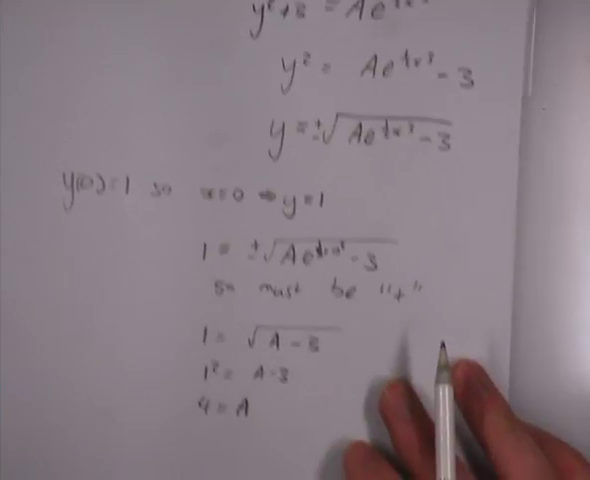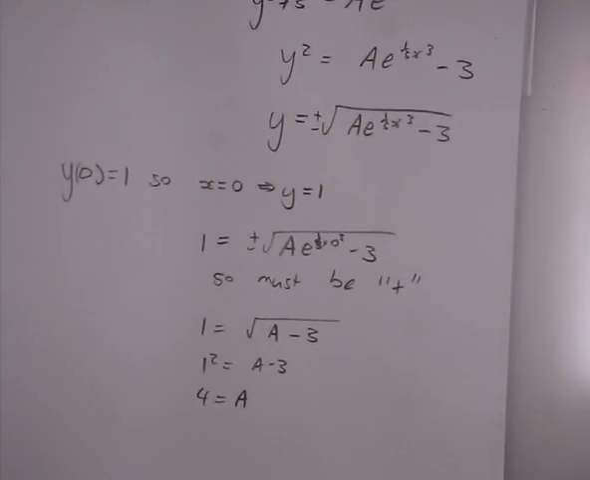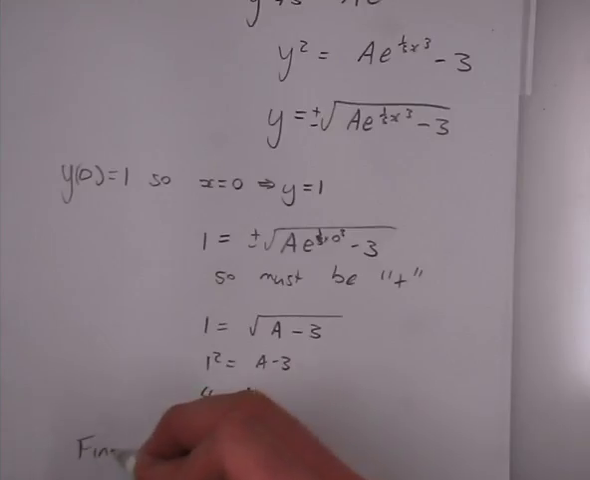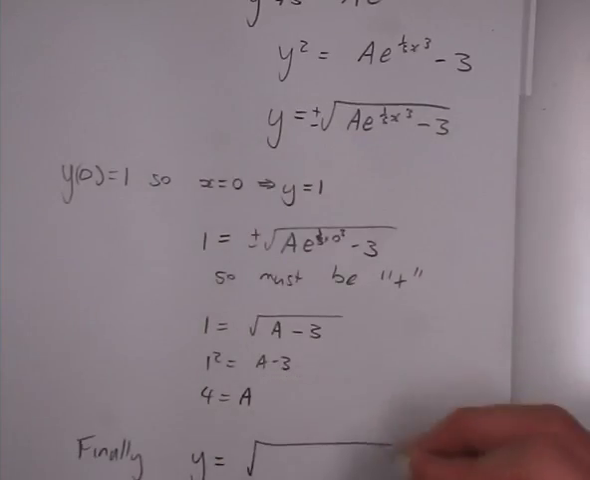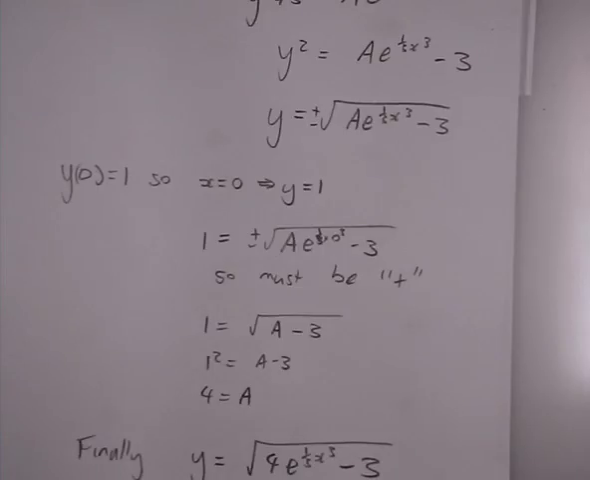A is in fact 4. If I had tried to find c, I would now have to do ln, and c would be ln 4, and that's much worse. So now finally, y is equal to plus root of 4e to the 1/3 x cubed minus 3, and that's the final answer. So they call that a particular solution because there's no constants left behind.